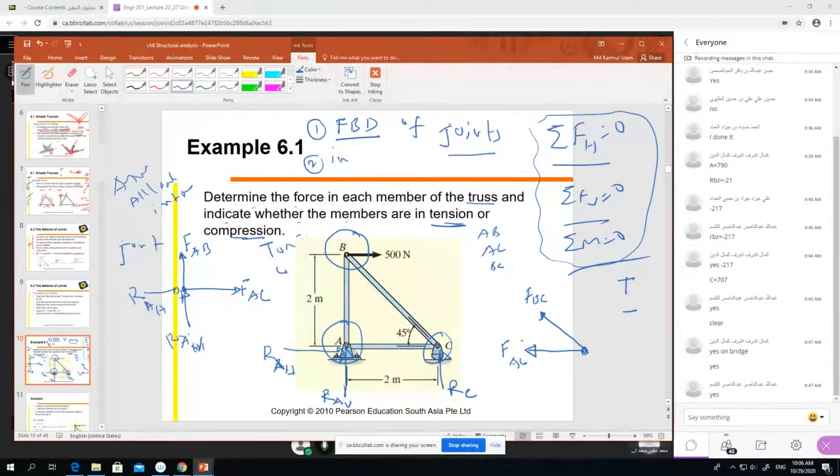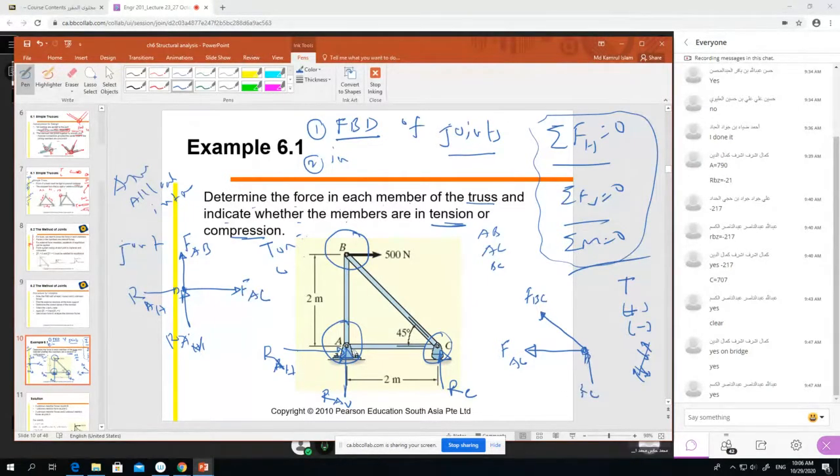After the analysis, if we find our result is positive, our assumption is correct. If I find the assumption result is negative, that means our assumption is wrong. We just change the direction from there to there, or there to there. We just change the direction. Now here we have the RC reaction.